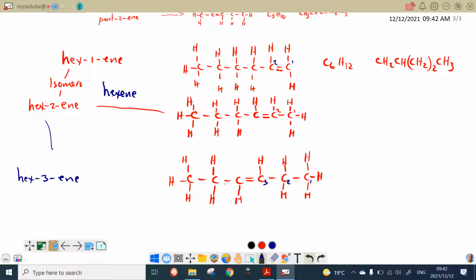We will even see later on when we start looking at the branching. Is it going to be a straight chain, or is it going to be branched? Are there going to be substituents that are added to that particular compound? So as far as this is concerned, I hope it makes sense.